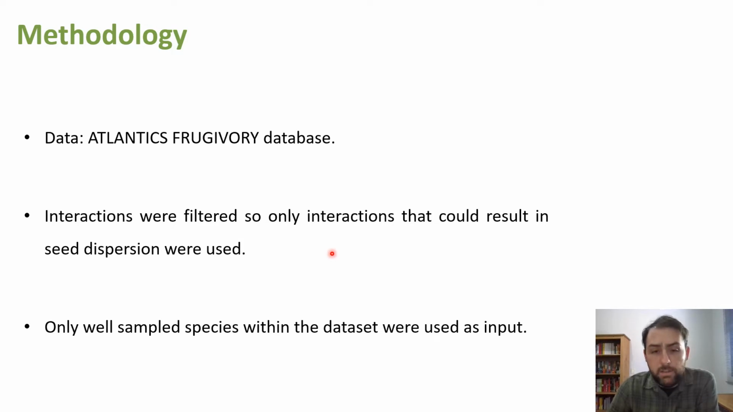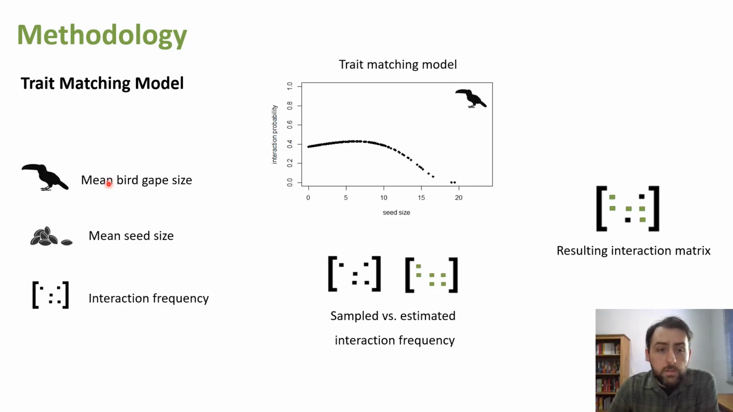And then we selected, inside those interactions, the ones that were better sampled to use as input for our models. First, the model that we developed was a trait matching model that used the trait of the bird, the gape size, the seed trait, the seed size, and the interaction frequencies that were sampled. Together, we can use this information to develop a probabilistic model, as represented here for each species, that gives us the probability of the bird interacting with each species of plant.